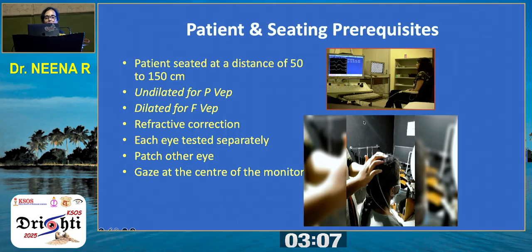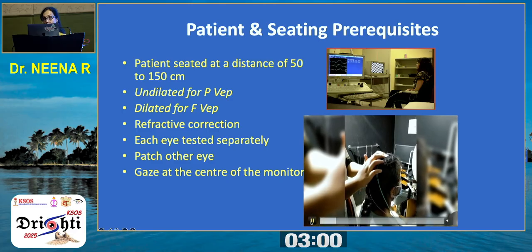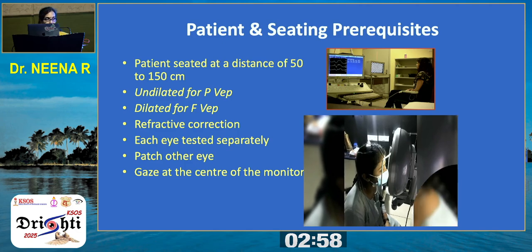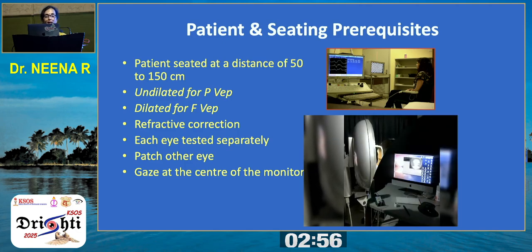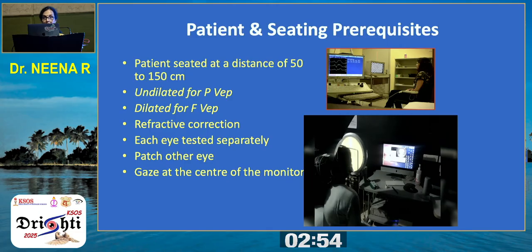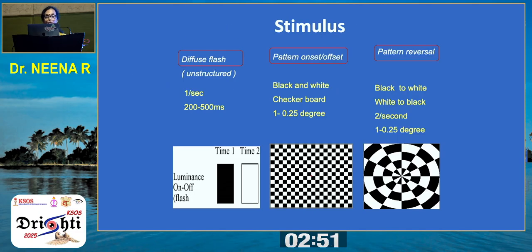That's what you're measuring. And this is how the patient is seated, and this is how it is performed. You have the various electrodes. You have two basic types of VEP, the flash VEP and the pattern VEP, and you need to wear the correct refractive correction for pattern VEP. And when do you do what?